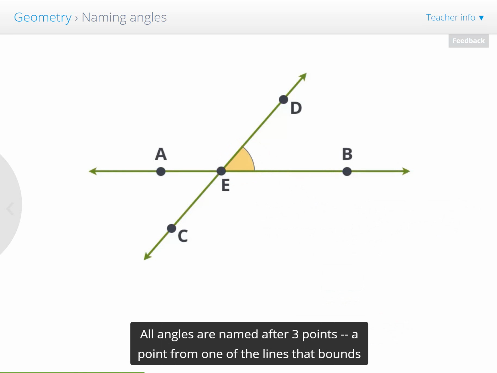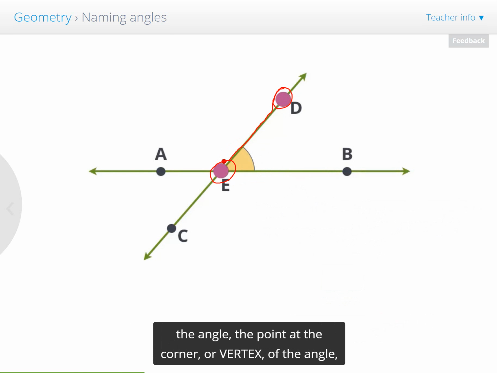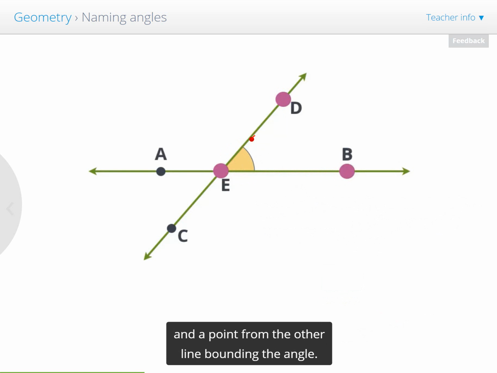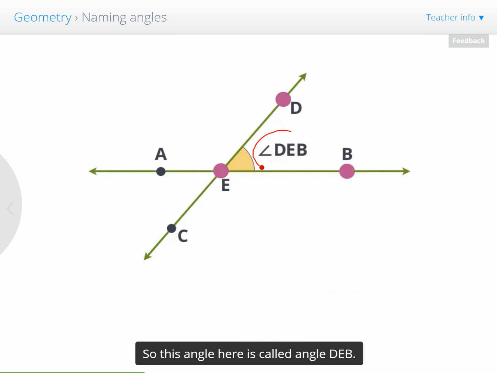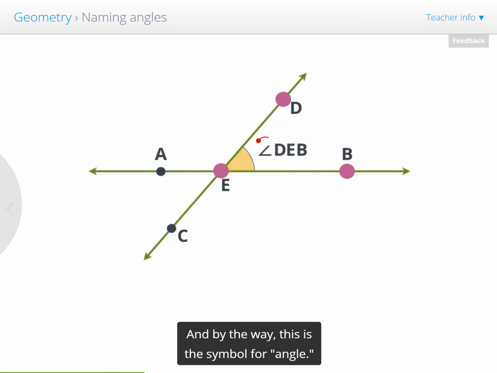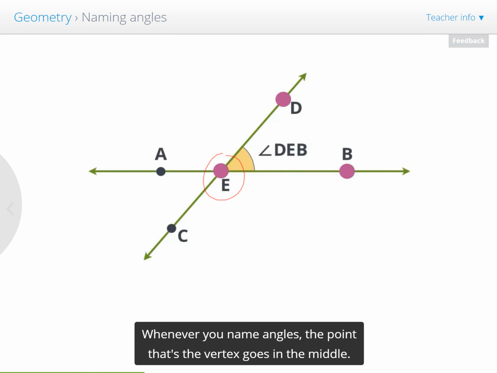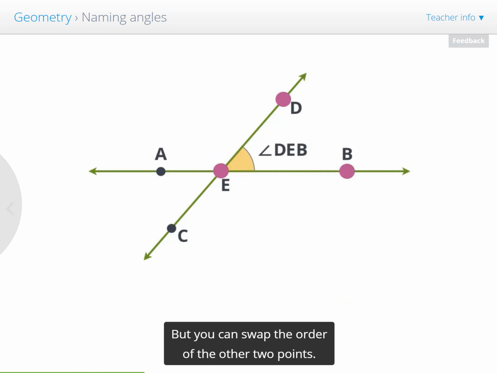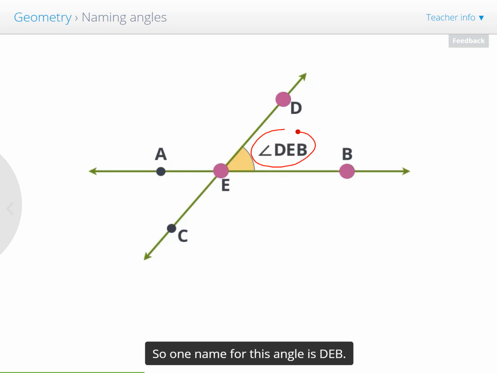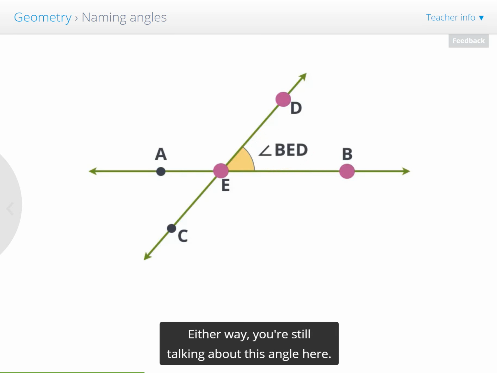All angles are named after 3 points. A point from one of the lines that bounds the angle, the point at the corner or vertex of the angle, and a point from the other line bounding the angle. So this angle here is called angle DEB. And by the way, this is the symbol for angle. Whenever you name angles, the point that's the vertex goes in the middle, but you can swap the order of the other 2 points. So one name for this angle is angle DEB, but you could also call this angle BED. Either way, you're still talking about this angle over here.